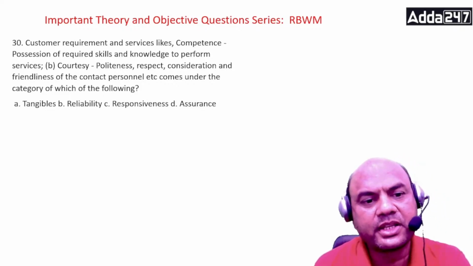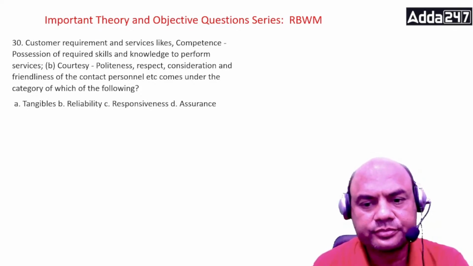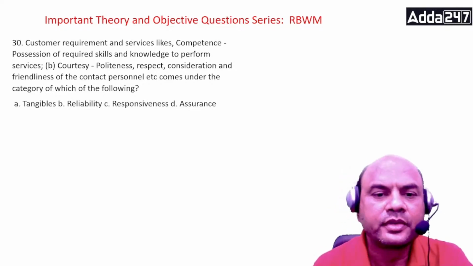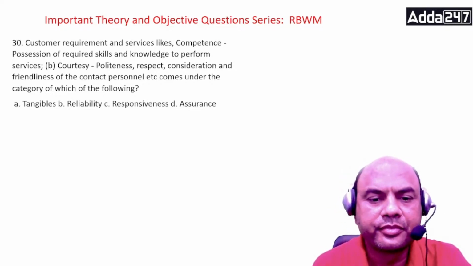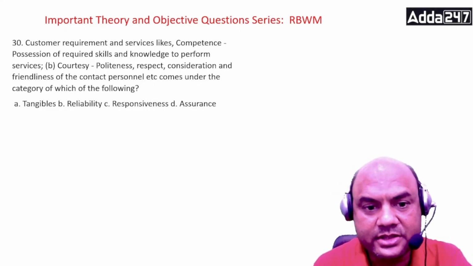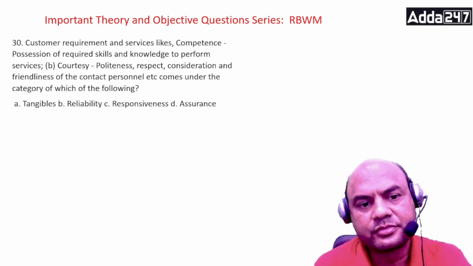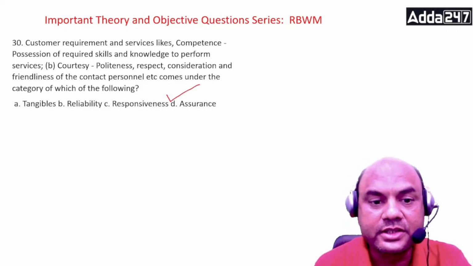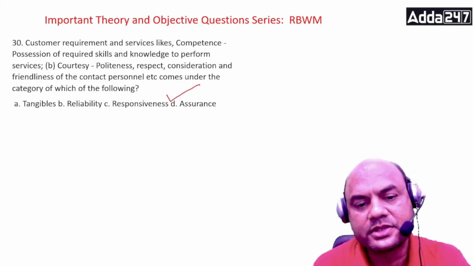What do you think should be this? It should come under which category? What is the answer? It will come under what? Tangibles, reliability, responsiveness, assurance. This will come under assurance. Remember, assurance. What is assurance?